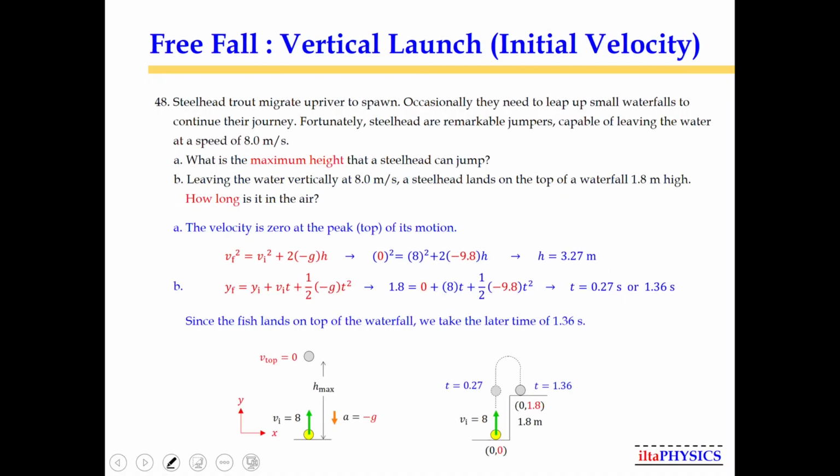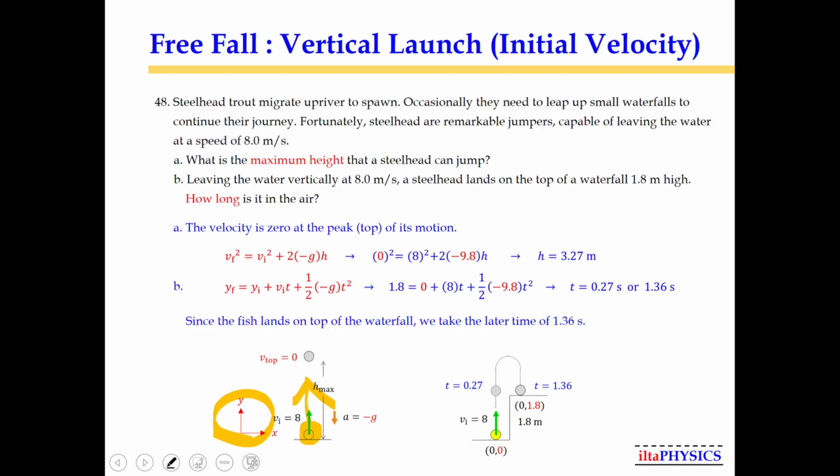Problem 48 describes a trout jumping vertically out of the water. If the trout leaves the water at 8 meters per second, we need to find how high it can jump and how long it stays in the air to reach a waterfall that is 1.8 meters high. Even though the fish is moving upward, gravity is pulling it down the whole time, so we still treat this motion as a free fall type problem. Before we start the calculations, let's set up our coordinate system. We'll use the standard Cartesian coordinate system again, and we'll place the origin at the trout's initial position.